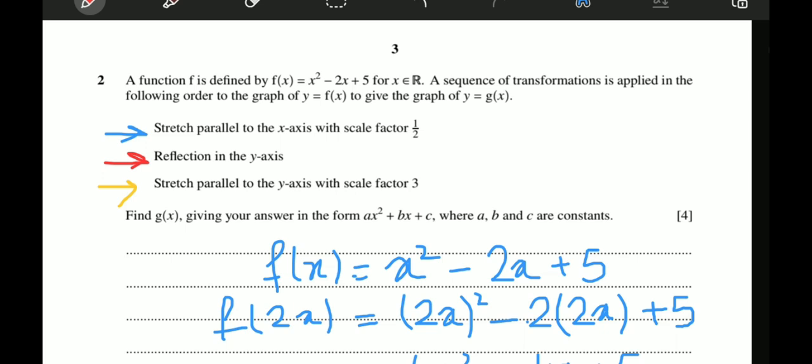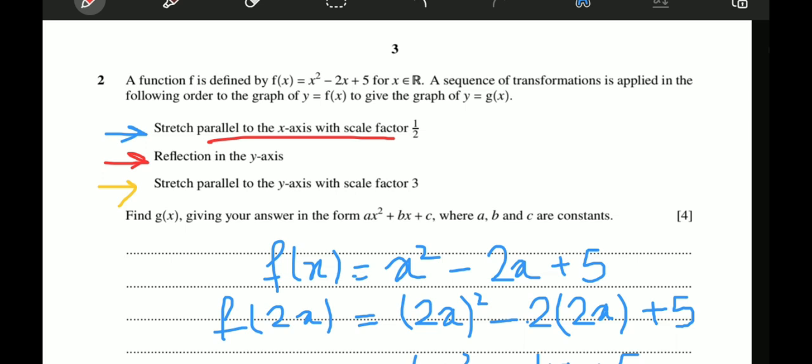So we have to find g of x, giving your answer in the form of ax square plus bx plus c, where a, b and c are constants. Okay, fair enough. What are we going to do first? This is your equation, write it down: x square minus 2x plus 5. This is f of x. Then they are asking you to stretch parallel to the x-axis with a scale factor 1 by 2.